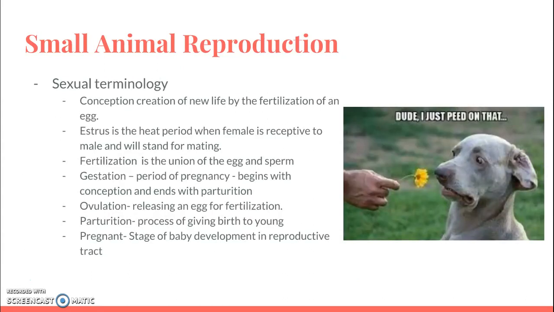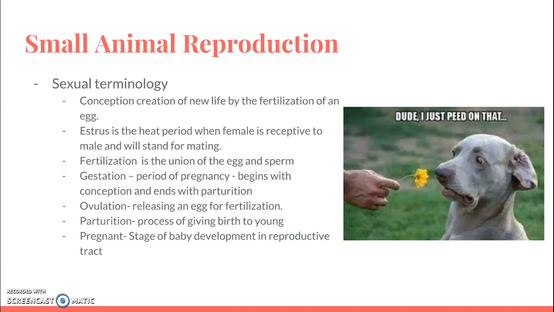So sexual terminology. Conception is the creation of new life by the fertilization of an egg. Estrus is the heat period when the female is receptive to the male and will actually stand for mating. Fertilization is the union of the egg and the sperm. Gestation is the period of pregnancy. It's just a fancy word for pregnancy, and it begins with conception and ends with parturition.